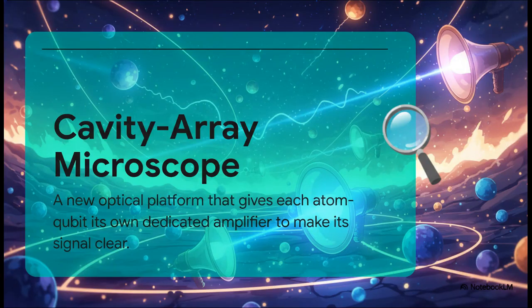So what is this thing? Well, in a nutshell, it's a completely new kind of optical system that gives each individual atom qubit its own dedicated amplifier. It's like taking that faint, chaotic whisper from the atom and using a tiny, perfect megaphone to make it signal perfectly clear and easy to read.